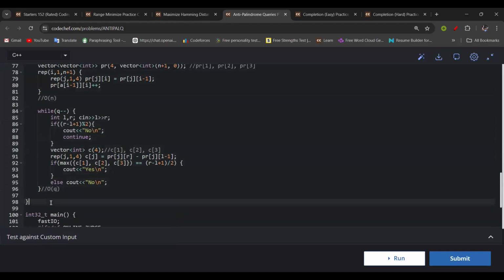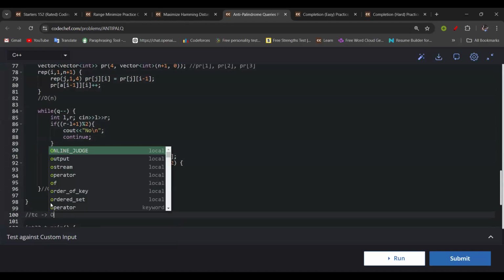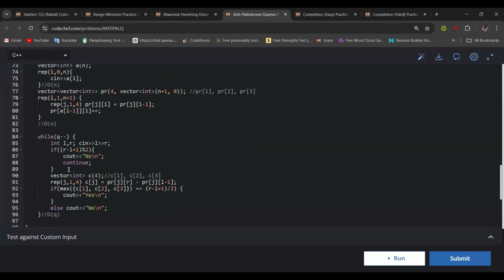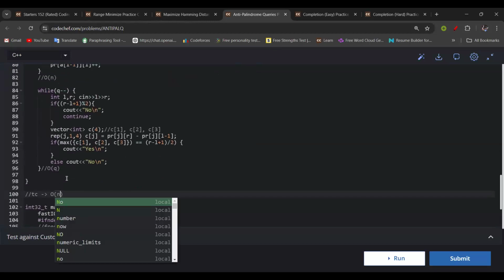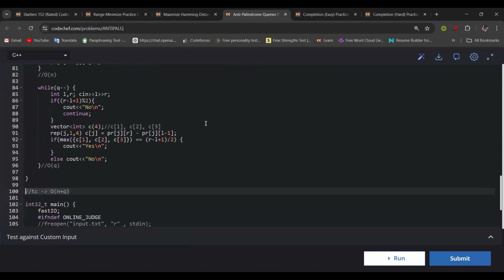So basically my final time complexity, initially I'm writing an O of n here and O of q. So it is n plus q. Okay, so O of n plus q would be well accepted. I hope this problem is clear so that we can move to the next problem. If there is any doubt, you can ask.